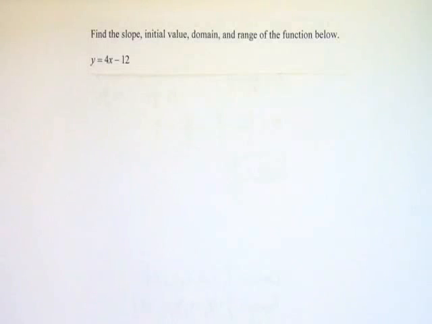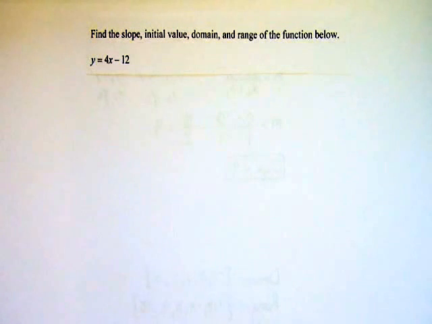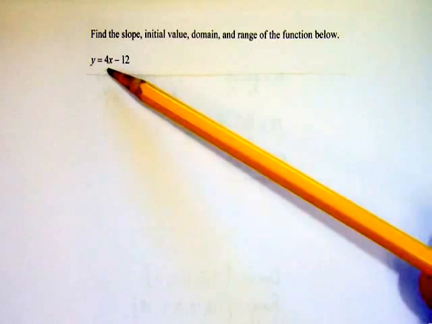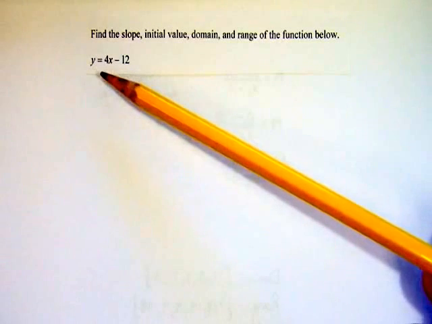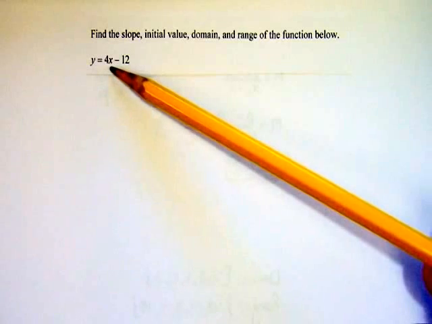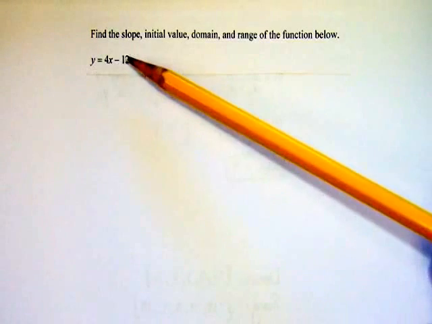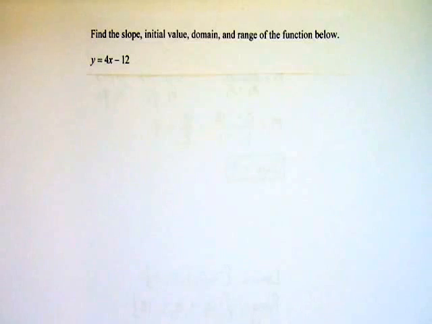In this video, we're going to be finding the slope, initial value, domain, and range of a function given as an equation in what's called slope-intercept form. Now, you'll know you're in slope-intercept form if you have something that looks like this: y equals some number times x plus or minus some number. As long as your equation looks like this, what I'm about to show you is a quick and easy way to find all of the values I just described.